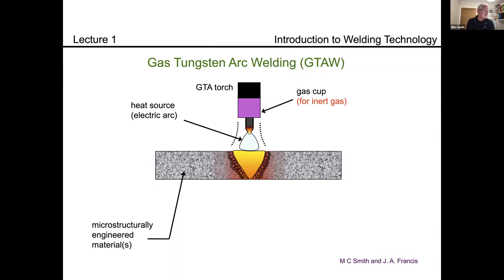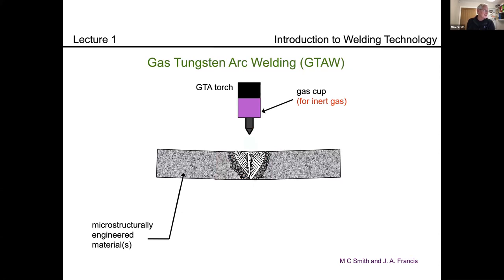So you have a molten zone and you have a hot but solid zone around it as heat flows out into the workpiece. You introduce filler metal through the wire. And then having done that, you make the weld. And this is a little commercial for what happens in later lectures. Once you've made the weld, then the weld pool solidifies and the heat affected zone cools down.